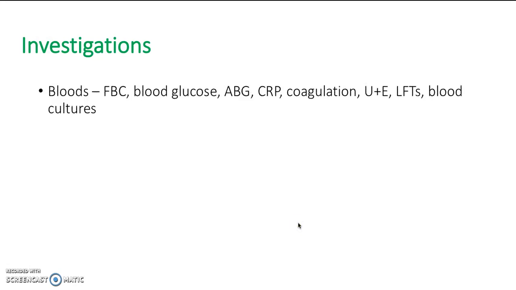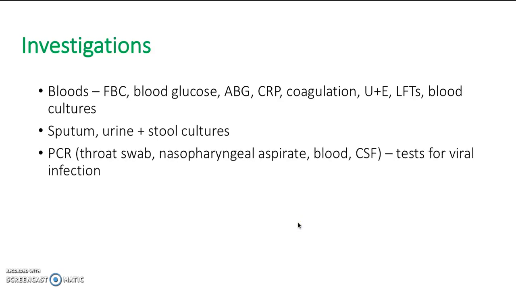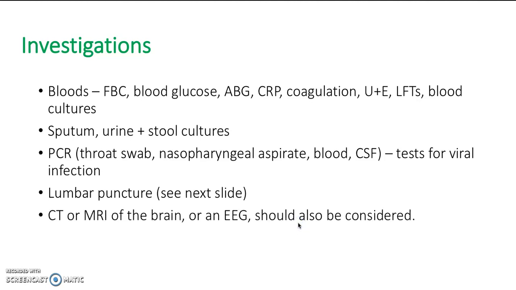So when investigating meningitis, bloods are taken for FBC, glucose, ABG, CRP, coagulation, UNEs, LFTs and blood cultures. Other cultures can also be useful, such as sputum culture. You can do PCR testing if you suspect a viral meningitis, but the most helpful test is probably a lumbar puncture, so we'll discuss that in a moment. Also, brain scans can be helpful.